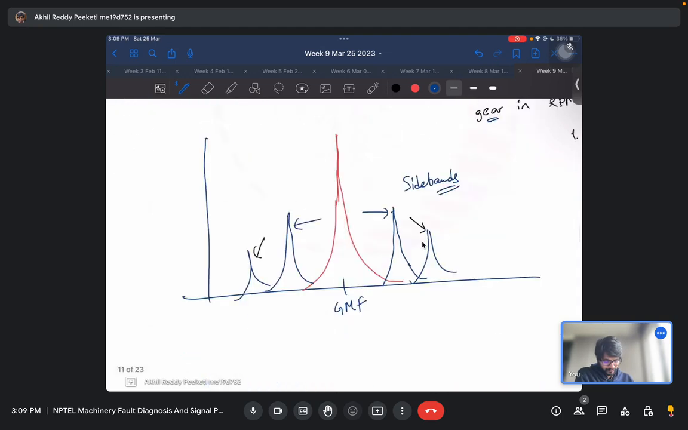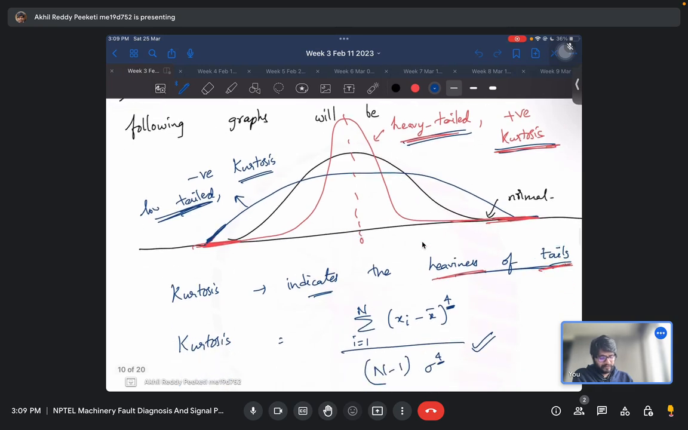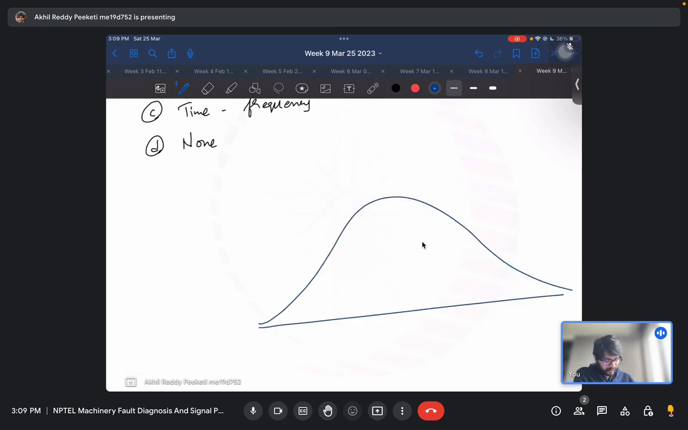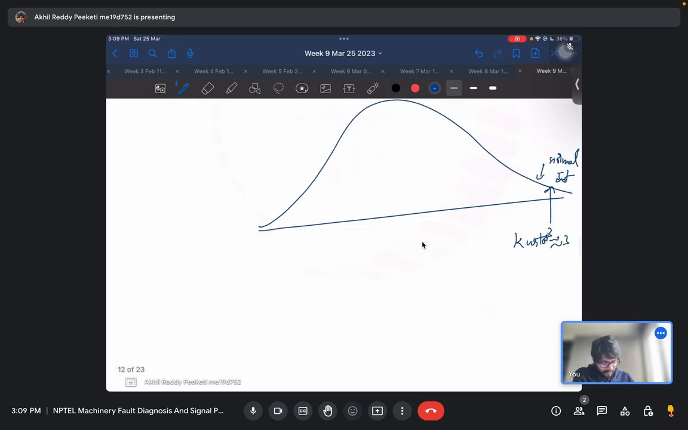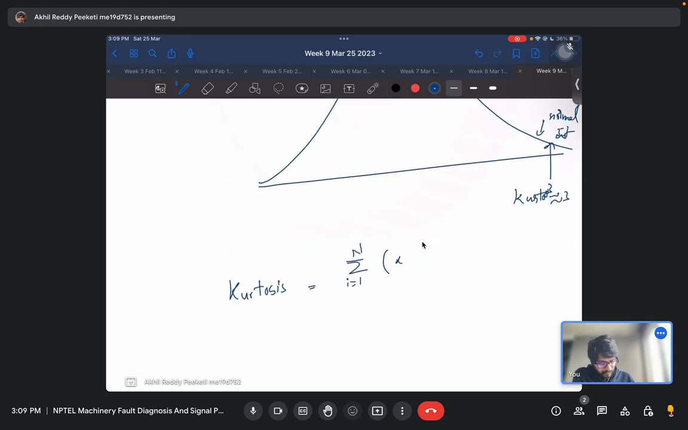Now let's look at the next question. Fault detection using kurtosis comes under. This we have discussed in our week 3, where kurtosis will actually tell you the shape of the graph. So let's see what exactly it is. Let's say you have this shape of the graph like a normal distribution. A normal distribution will have a kurtosis of 3. Okay, and the way to estimate the kurtosis is from the data points which you have: the sum of X bar power 4 by number of data points minus 1 into sigma power 4, where sigma is the standard deviation and n is the number of points.